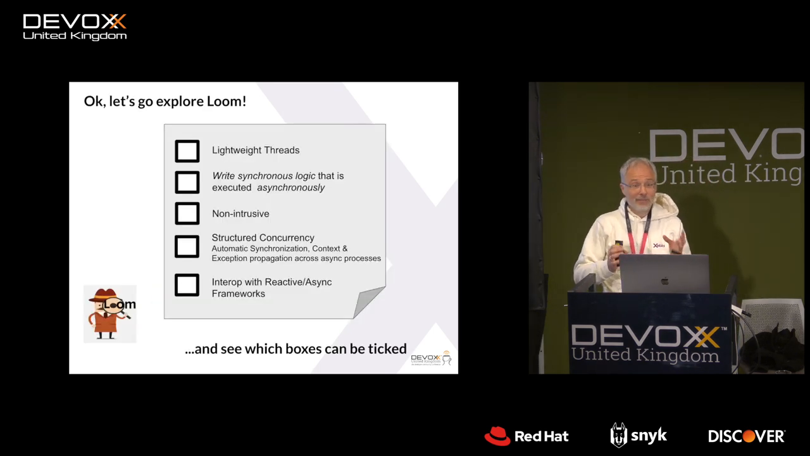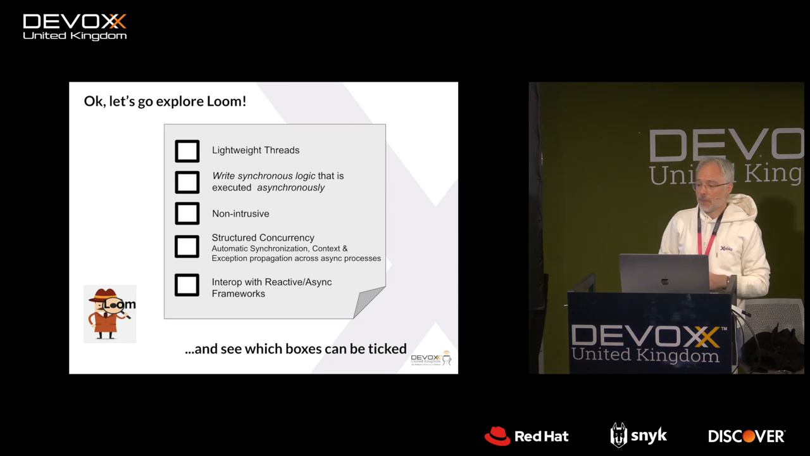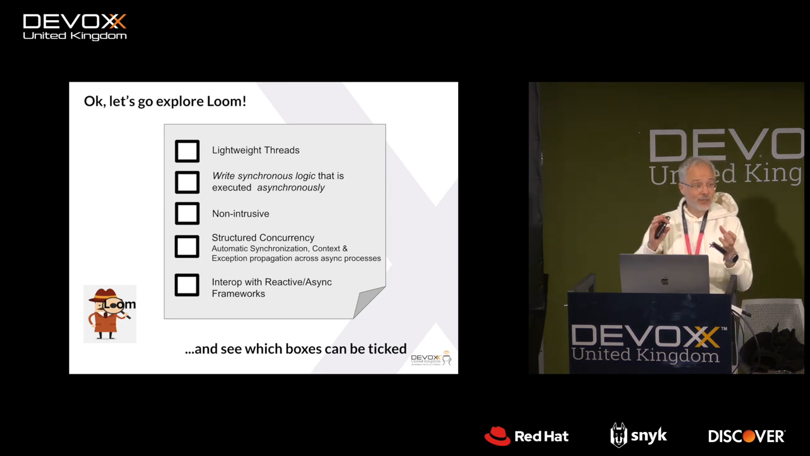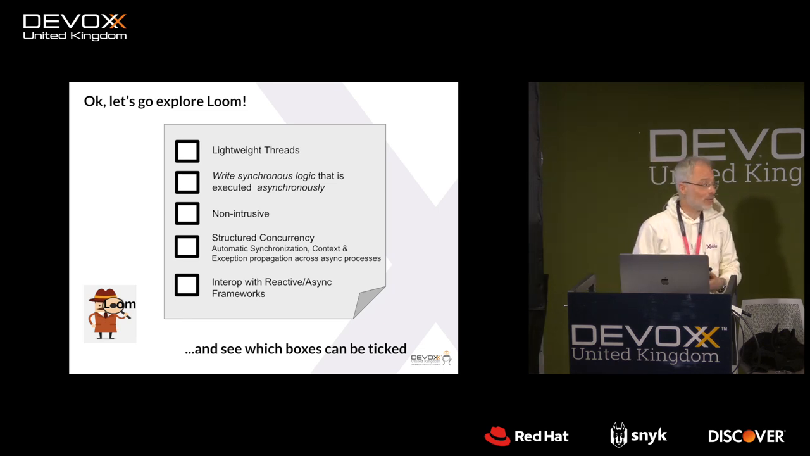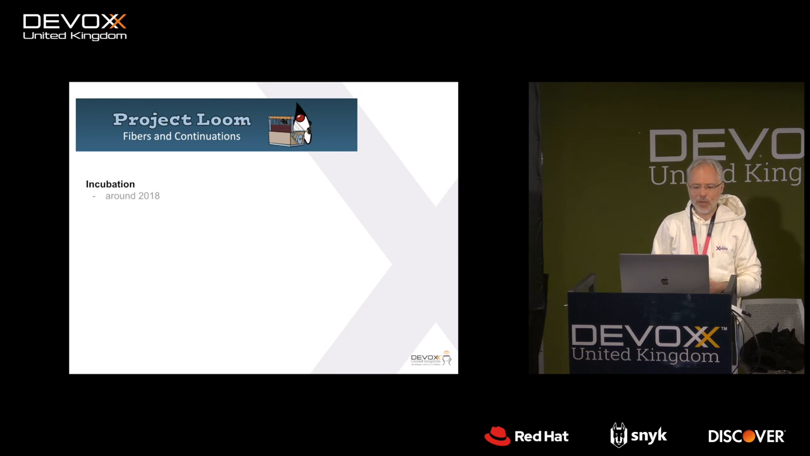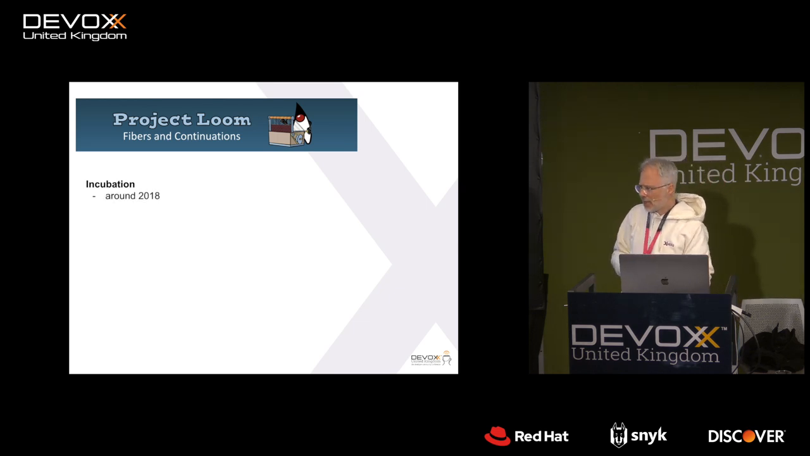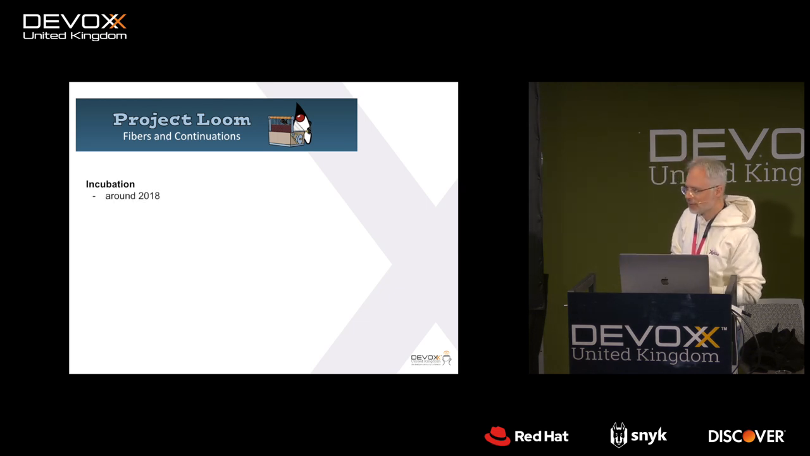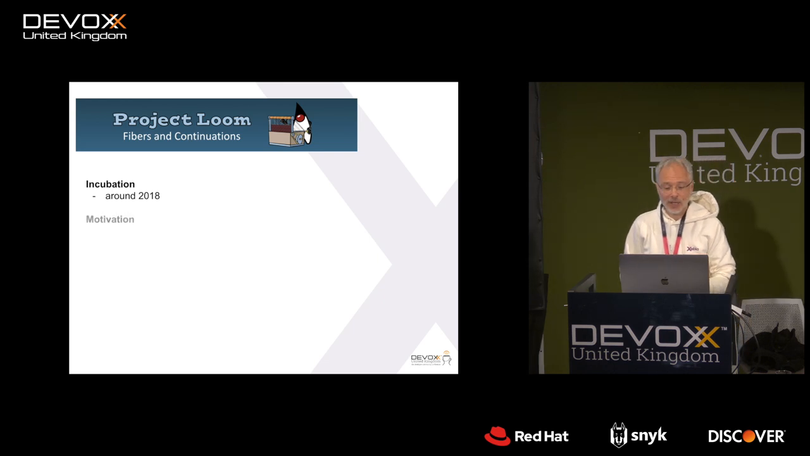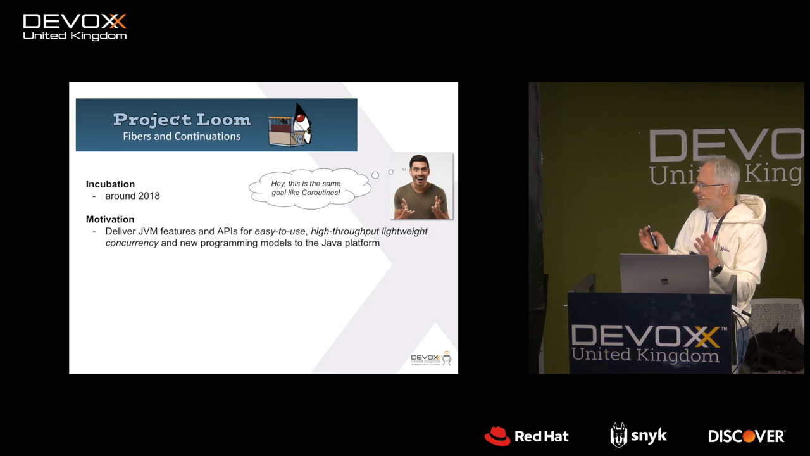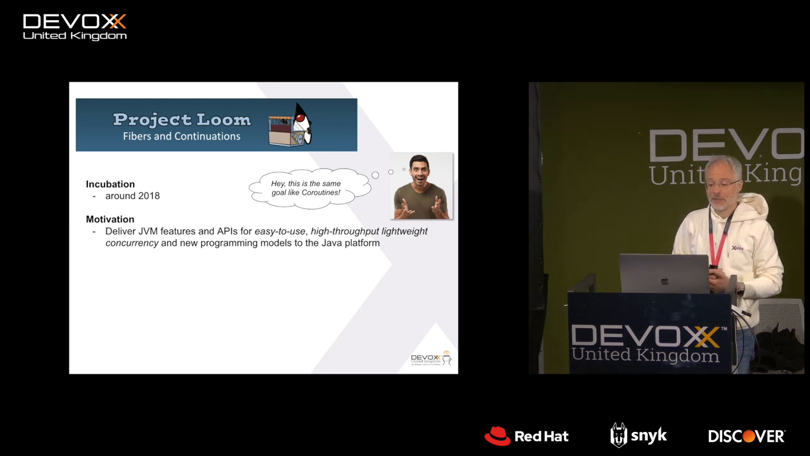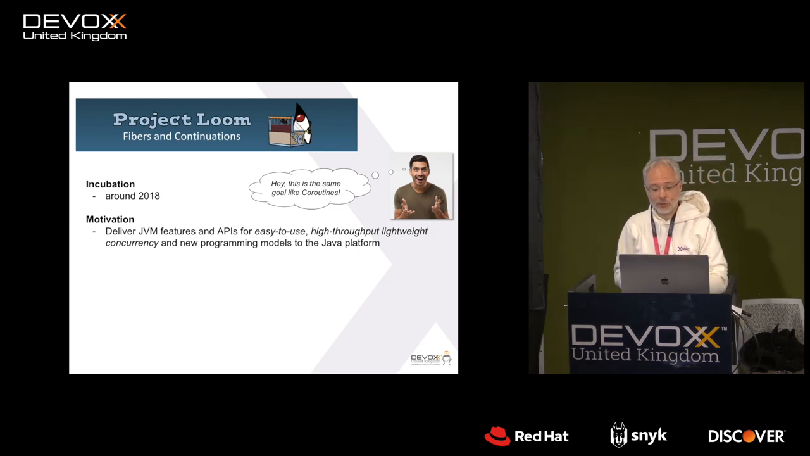The nice thing is, because we now truly went through coroutines, we have the list to see what we have to look at when we try to explore Loom. So let's see which boxes we can tick when we go through Loom. What is Loom? Well, Loom is already quite some years old. It started in 2018. And if you look at its motivation, we see that it's actually exactly the same as with coroutines. Same goal, to provide high throughput lightweight concurrency for the JVM.